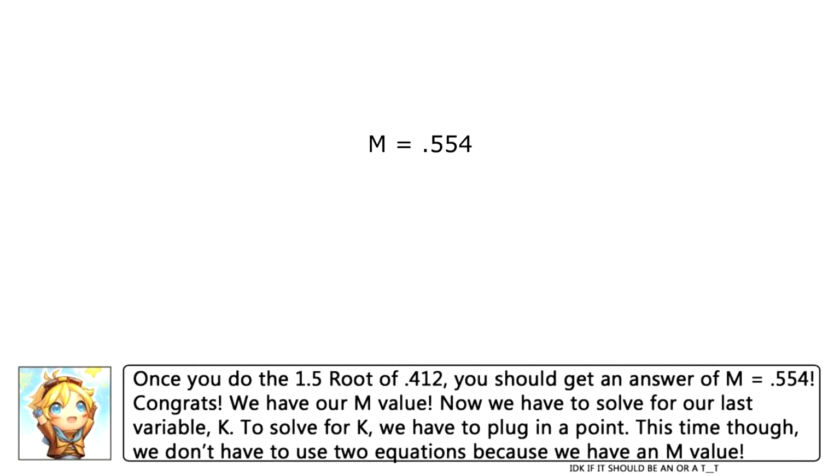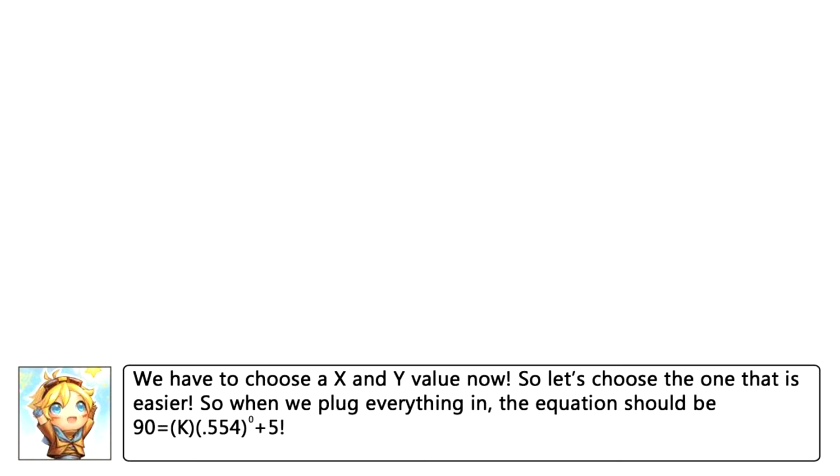Now we have to solve for our last variable, k. To solve for k, we have to plug in a point. This time though, we don't have to use two equations because we have an m value. We have to choose an x and a y value now. So let's choose the one that is easier. So when we plug everything in, the equation should be 90 equals k times 0.554 to the 0 power plus 5.